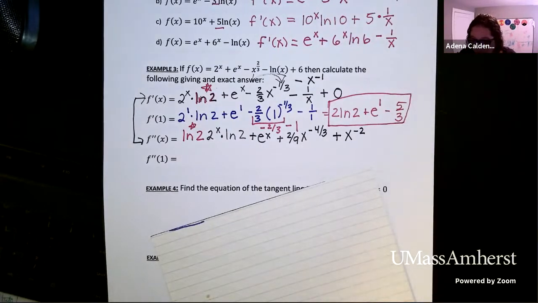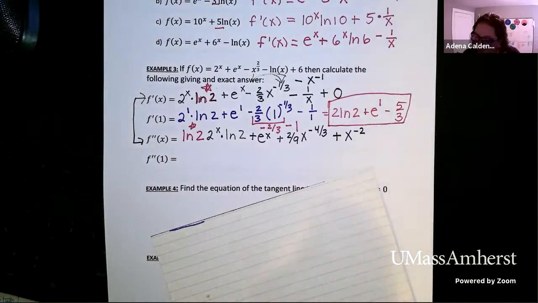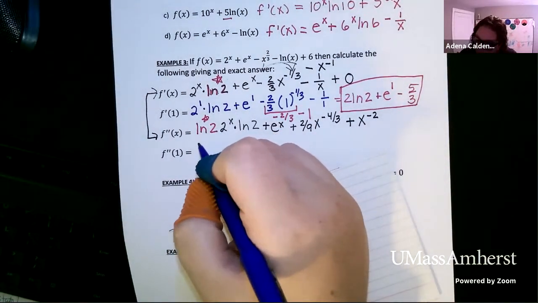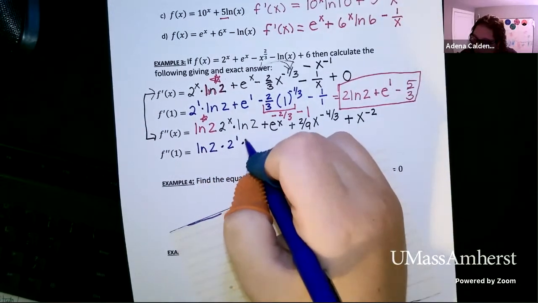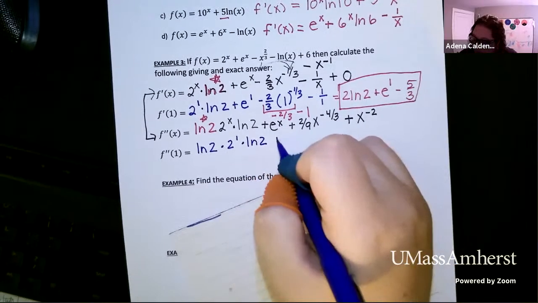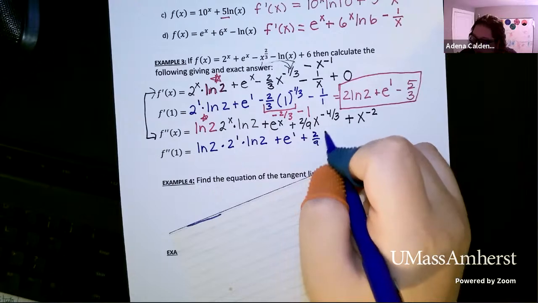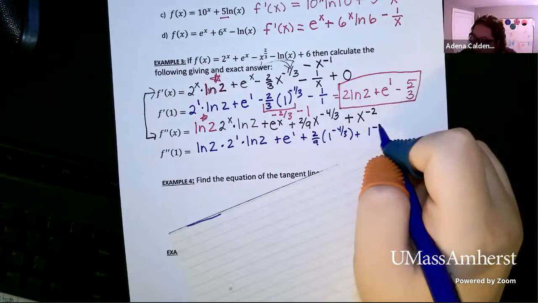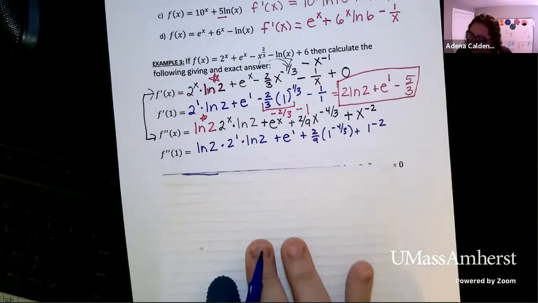So this derivative is not easy, right? We have to practice and we have to be careful with every single term so that we don't lose anything. And so now we want to plug in a 1. So I have the natural log of 2 times 2 to the 1 times the natural log of 2 plus e to the 1 plus 2/9 1 to the negative 4/3 plus 1 to the negative 2. So how would we write this? How might we simplify this?